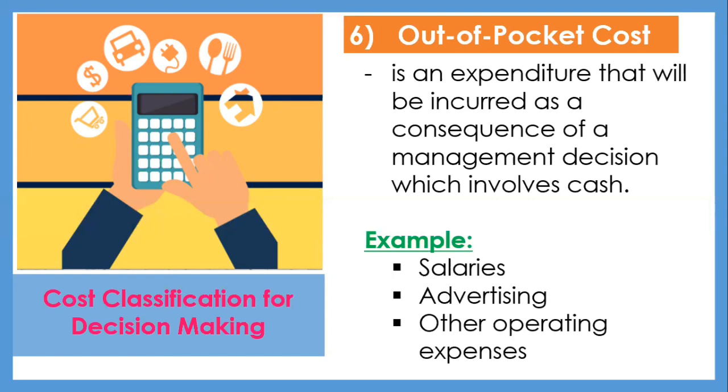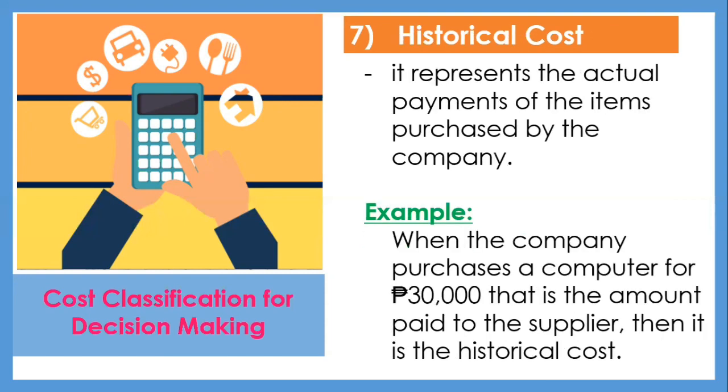Next, we have historical costs. And if we say historical cost, it represents the actual payment of the items purchased by the company. For example, when a company purchases a computer for 30,000 pesos, that is the amount paid to the supplier. Then this is our historical cost. Remember, this is one of our accounting concepts and principles. So whatever is the actual price, then that will be the one that you will be entering into the transaction or into the book rather.